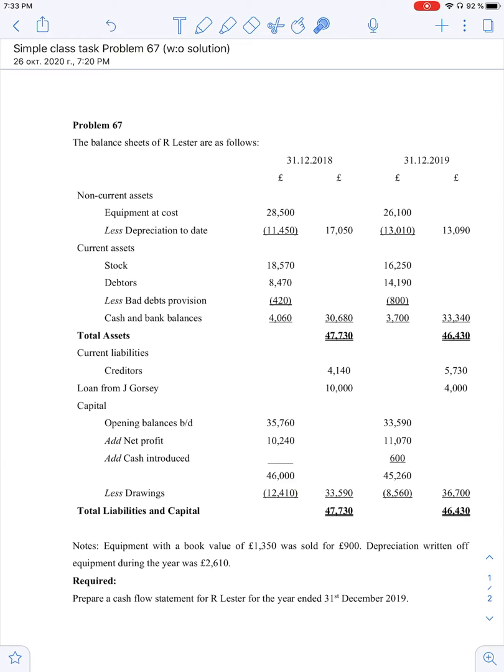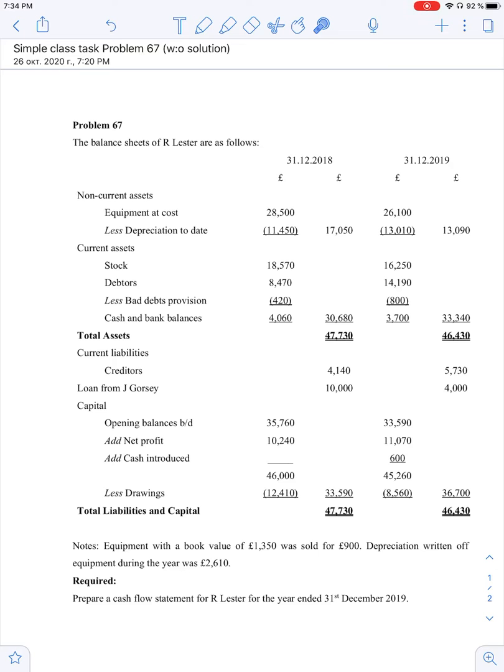Then the owner of the company withdrew some amount of money, and the ending capital, opening capital plus profit for 2018 less drawings, eventually is used as opening capital for the next year. So the next year is opened with a capital of 33 and something, and net profit here could be taken from here for the purposes of cash flow compilation.